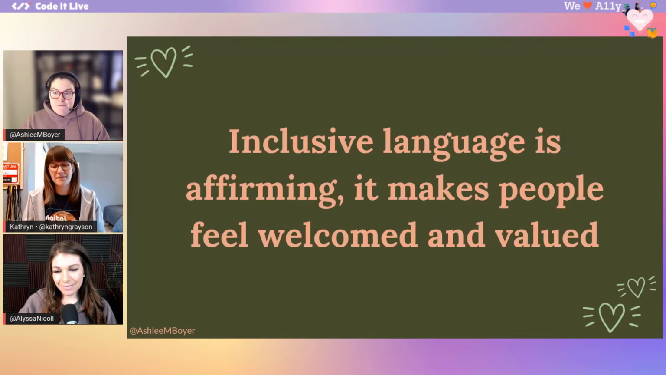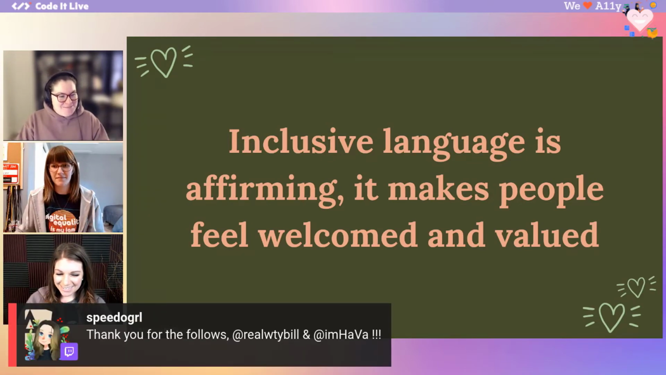Inclusive language is affirming, and it makes people feel welcomed and valued. I know when I see affirming language, that makes me feel welcome and valued as a disabled person. I see it whenever I'm in a place that is very clearly using language that's inclusive, or they're working extra hard to make sure that there are captions and different things like that. That's all affirming. And it's like, okay, cool. I want to be here.